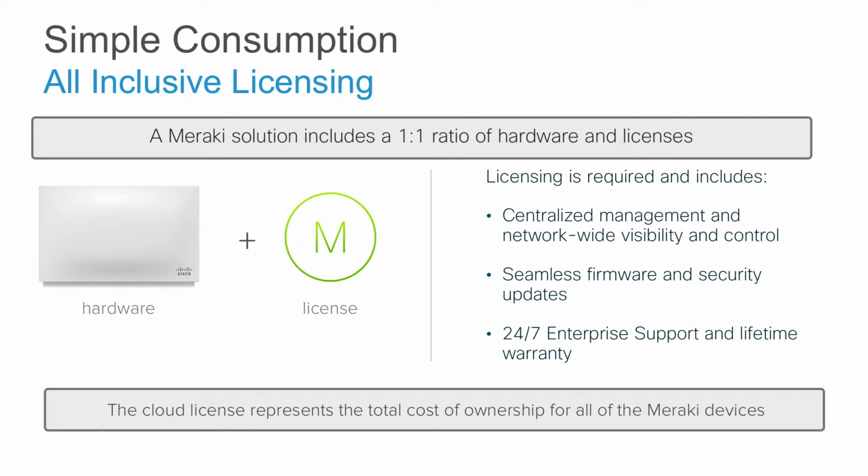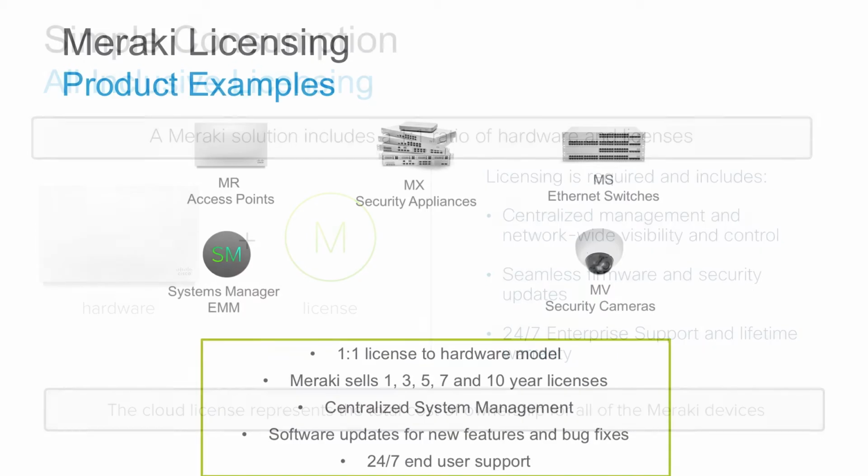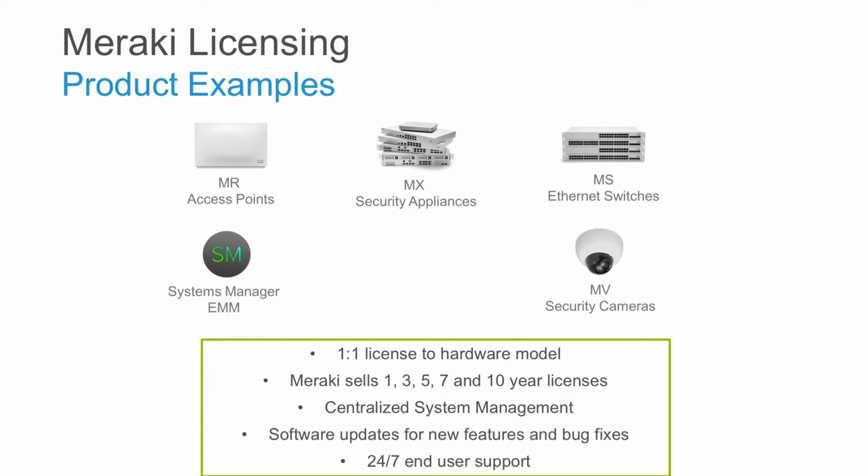Meraki's simplified licensing and support model combines all software upgrades, centralized systems management, and phone support under a single, easy-to-understand license. This means not only has Meraki simplified the licensing, but also the support options as well. Meraki sells 1, 3, 5, 7, and 10-year licenses. The majority of the portfolio has a 1-to-1 license ratio, except for the Meraki MX, which has 2. And we will cover that later in this module.